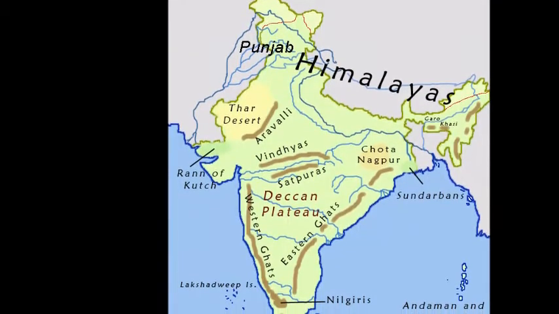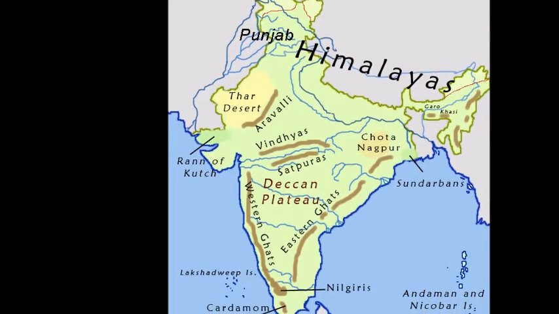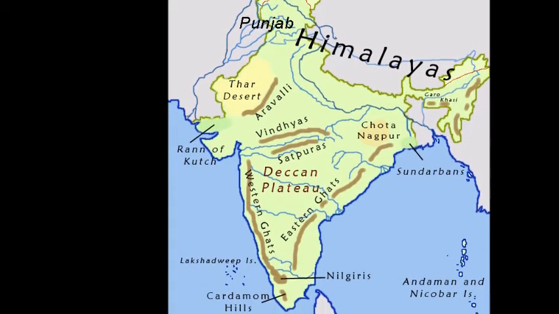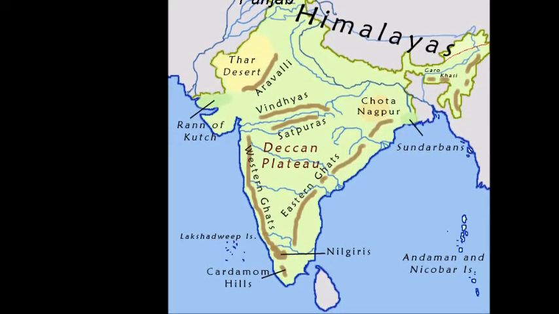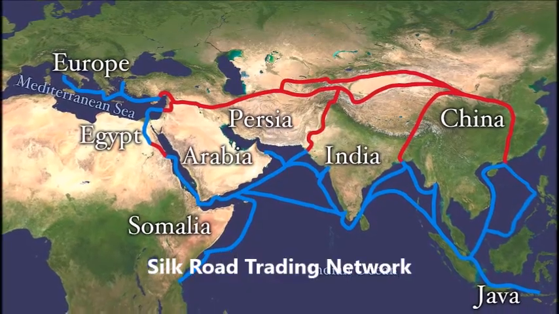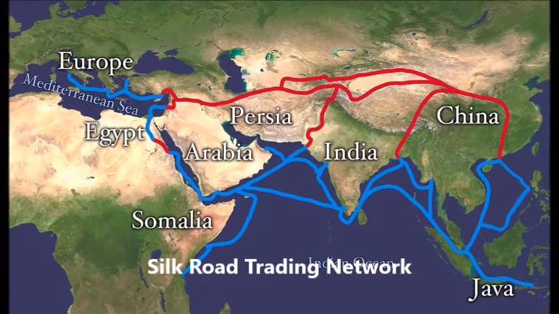The southern portion of South Asia is bordered by the Indian Ocean. Over time, the people of South Asia used the Indian Ocean to establish maritime trade with other parts of the world, including Asia, Southeast Asia, East Africa, and the Middle East.